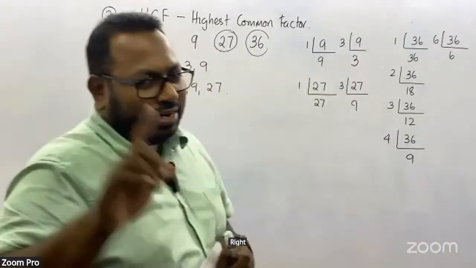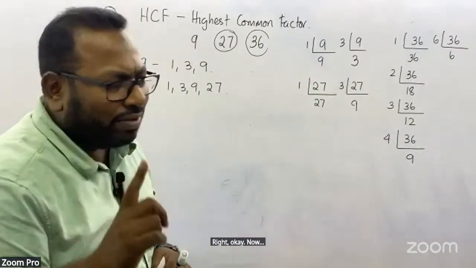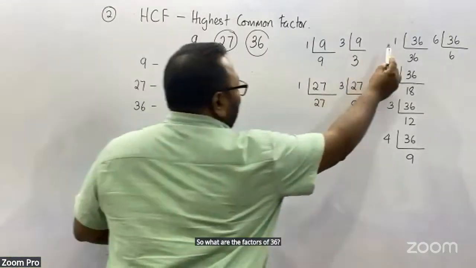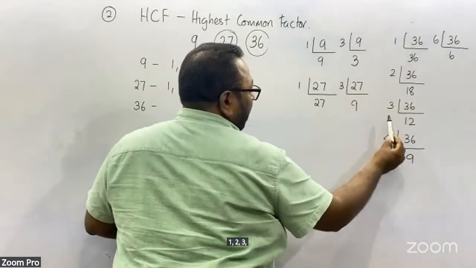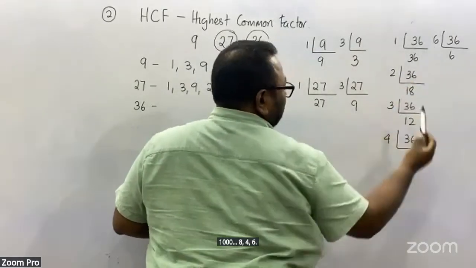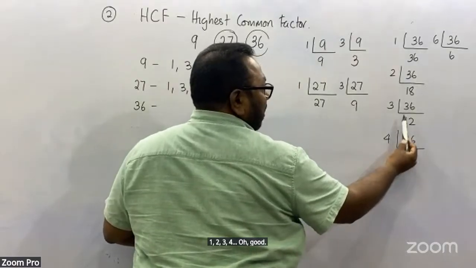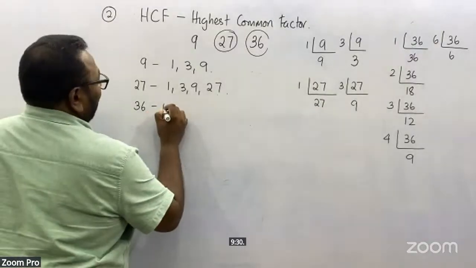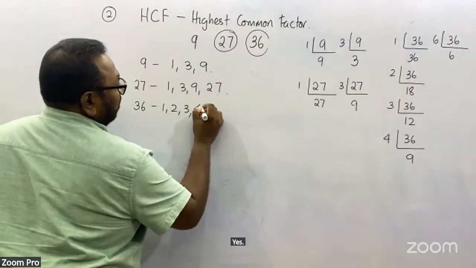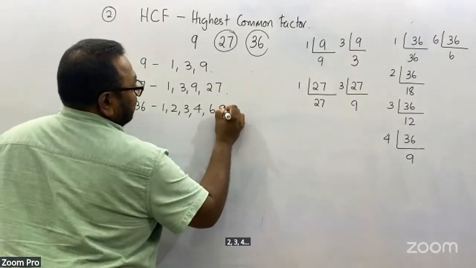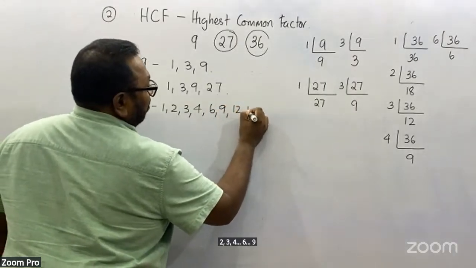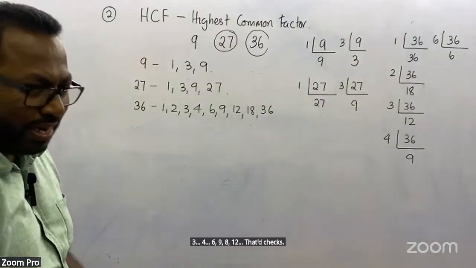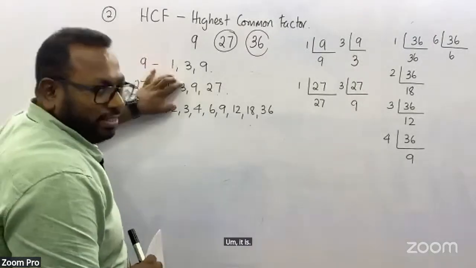Now we'll see what the factors of 36 are. 1, 2, 3, 4, 6, 9, 12, 18, 36. Now you have your factors, right?